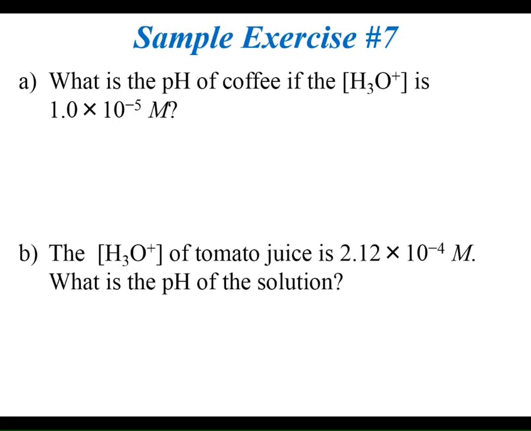So what is the pH of coffee if the hydronium concentration is 1.0 times 10 to the negative fifth? This should be the easiest one ever. You don't even need your calculator. Because it's 1 times 10 to the negative fifth, so it must be what? 5. How many decimal places will it have, though?